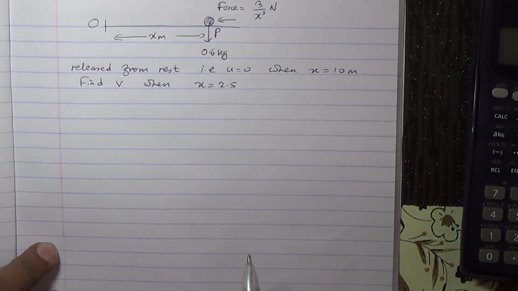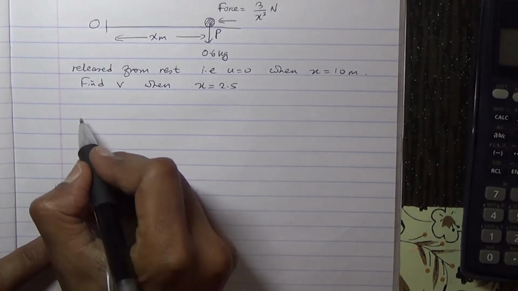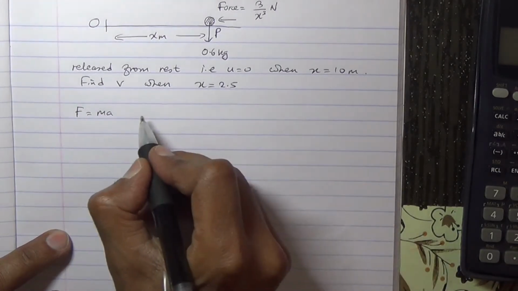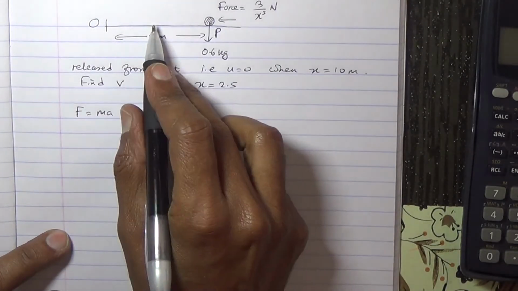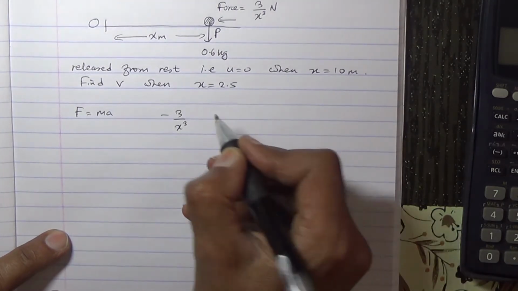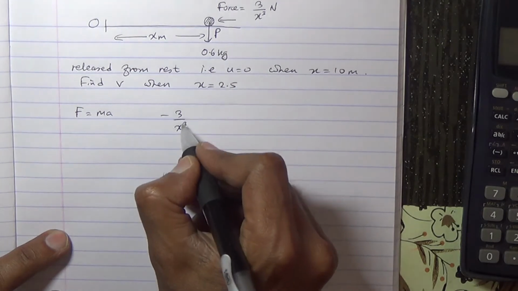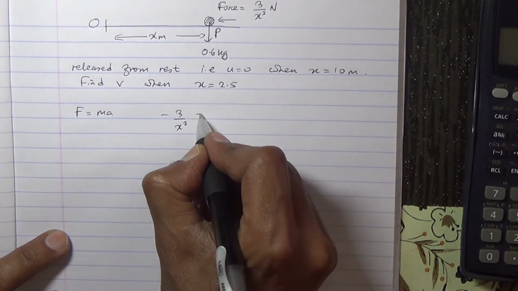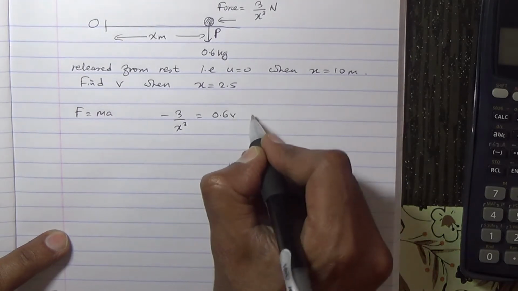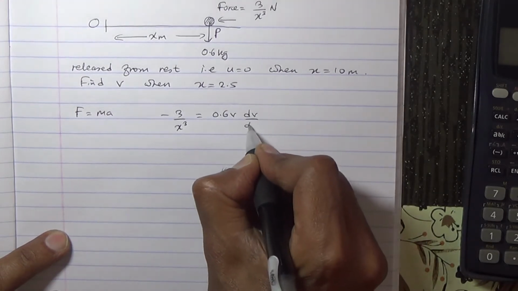Okay, to do a question like this, the first thing I would do is use Newton's second law of motion. So F is equal to mass times acceleration. The force is in the negative direction, so we've got minus 3 over x cubed is equal to mass times acceleration. The mass is 0.6, times v dv by dx.